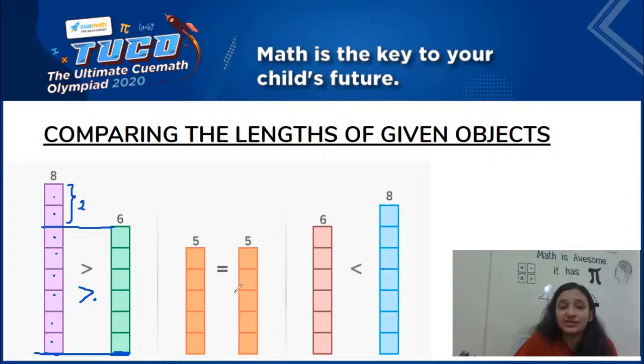In the second case, you see that there are orange stacks and they both are equal, starting from the same point, ending at the same point, and each stack has got 5 blocks, so they are equal. That's why the symbol of equal to.